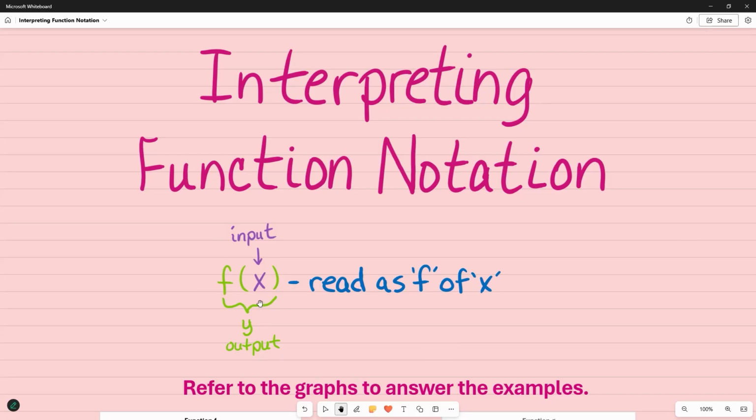Your input represents your x-axis. And think about it, where is your input located in this function notation? It's inside the parentheses, right? So inside starts with an I, input starts with an I. So that's how you can keep up with what this represents. And the entire name f of x represents your output, which is another way of just saying y. When you're reading this, it's read as f of x.